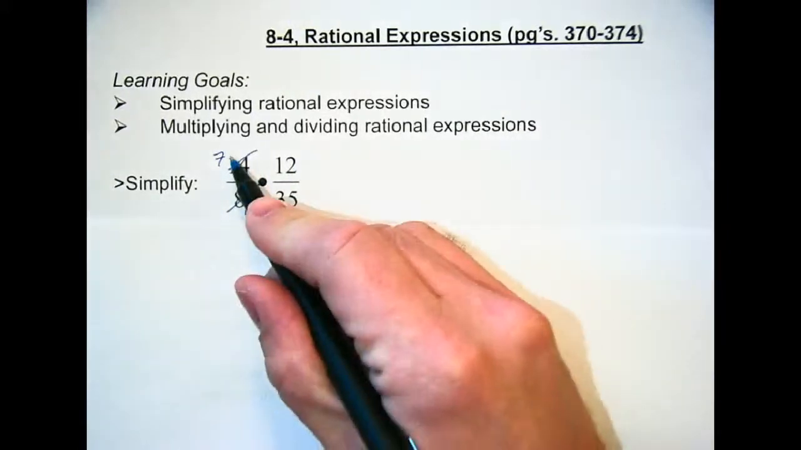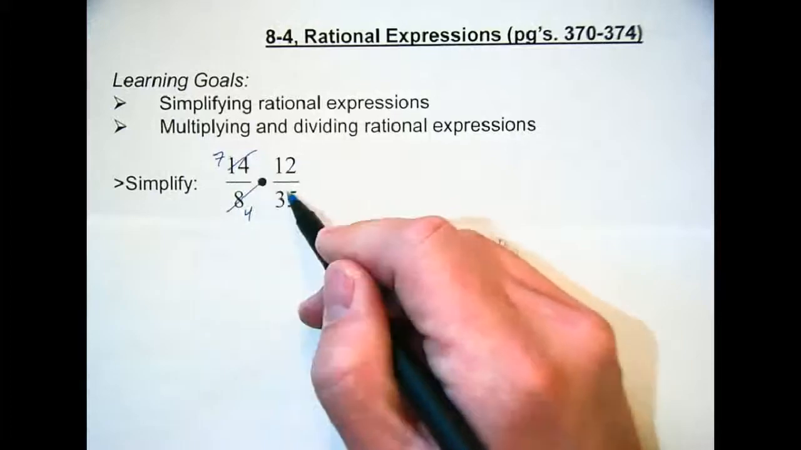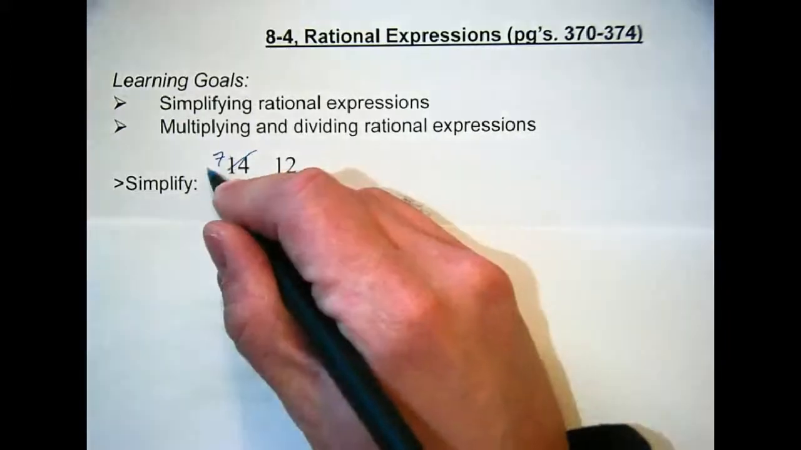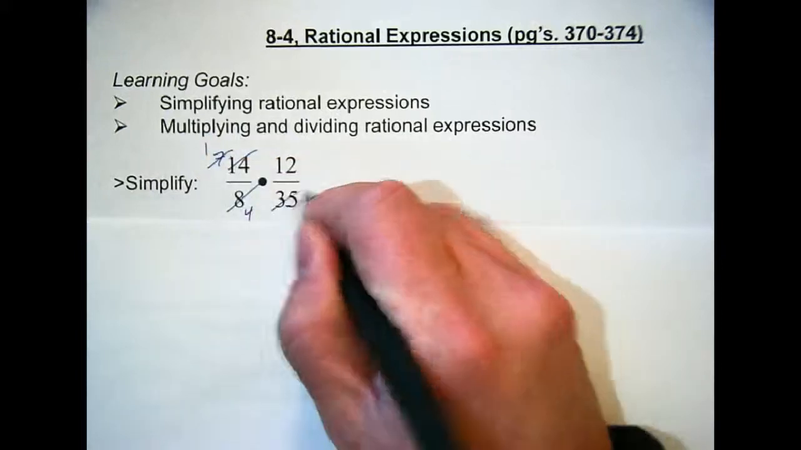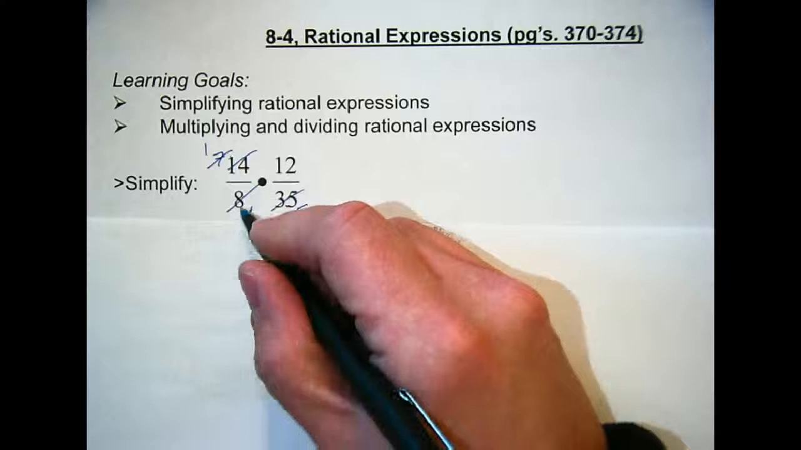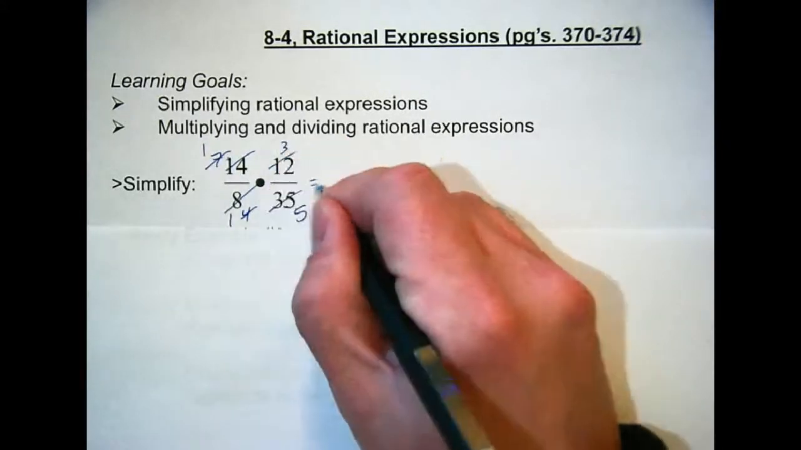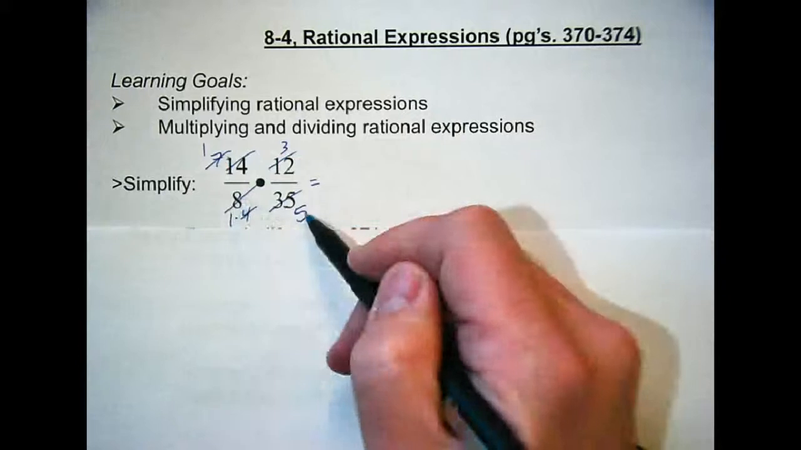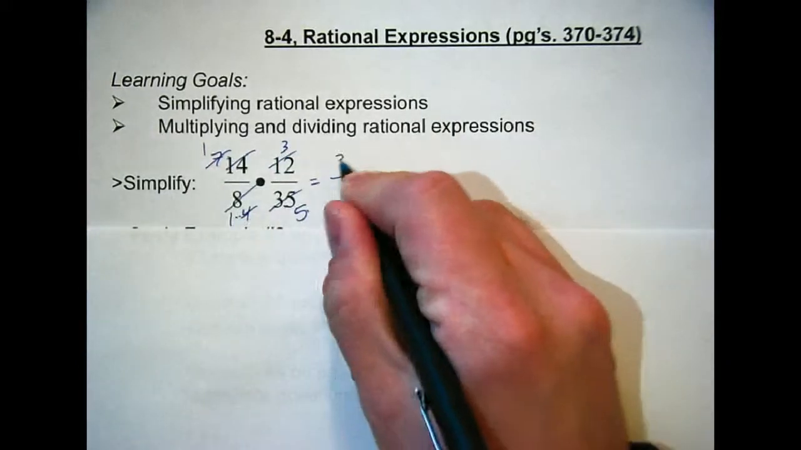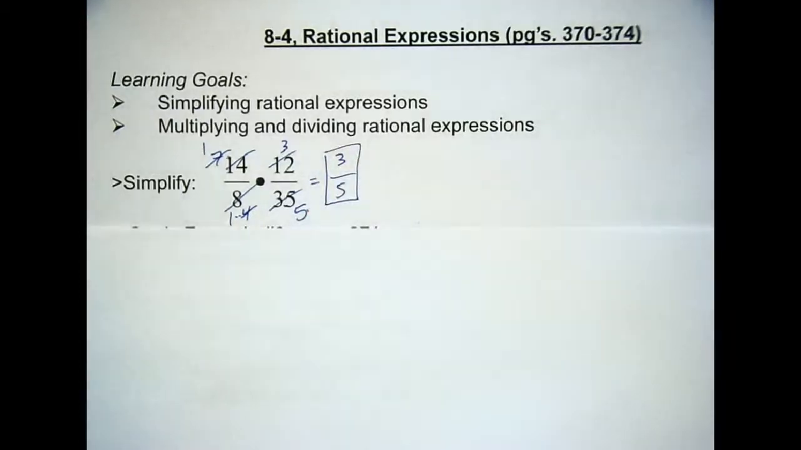Nothing. Anything that goes in any top with any bottom. So like cross reducing. 7 and 35. What goes into both? 7 goes into 7 and into 35. 5. And 4 and 12? 4 goes into 4 and in 12. 3. So we now have 1 over 1 times 3/5, or 1 times 3 and 1 times 5. The answer is 3/5. Okay, any questions?